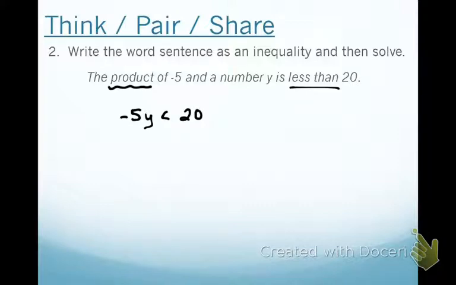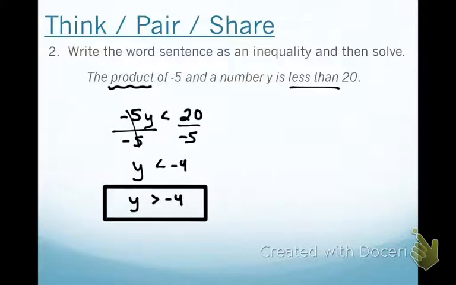How do I get that y by itself? By? Divide by negative 5 on both sides. Do I need to flip the symbol? Yes. Why? Because the last thing I did was divide by a negative number on both sides. So we do want to go ahead and flip the symbol. Wait, did I get that right?